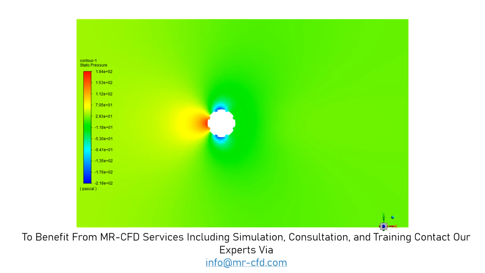Now in this contour, you can easily see the pressure distribution around our dimpled cylinder. Also, you can see the stagnation point in front of the cylinder where it has the maximum pressure.